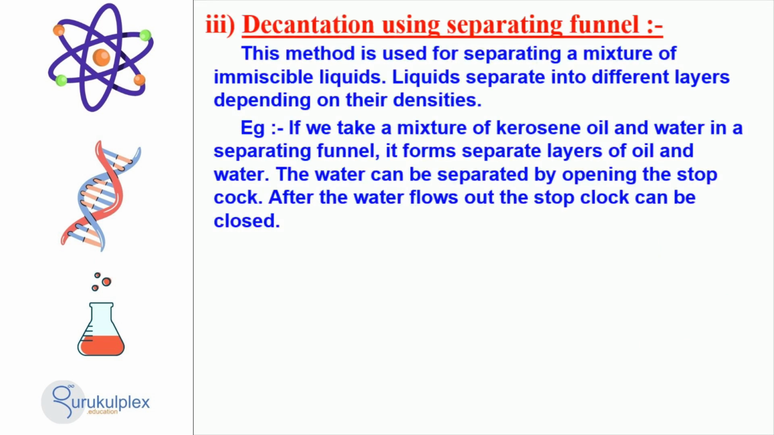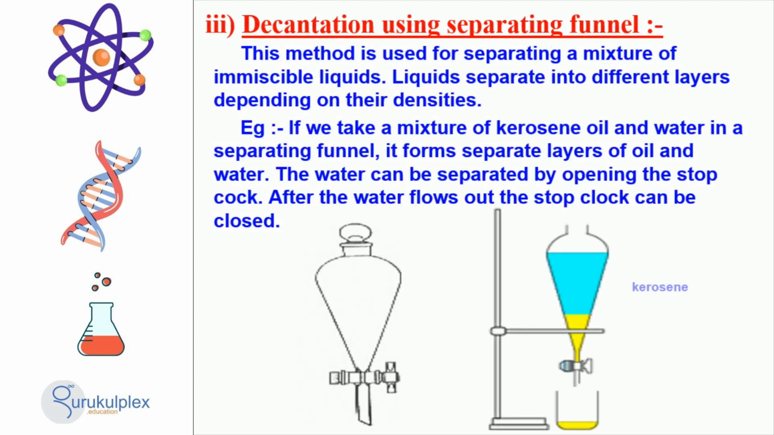Decantation is a type of mechanical separation used to separate immiscible liquids like oil and water. This is done by using a separating funnel, where the liquid with the highest density settles down and can be separated from the lighter liquid. As an example, a mixture of kerosene oil and water is used. By allowing the mixture to remain undisturbed in the funnel, the kerosene oil settles down while the water is separated from it by opening the stopcock. After the water is separated, the stopcock can be closed once again.